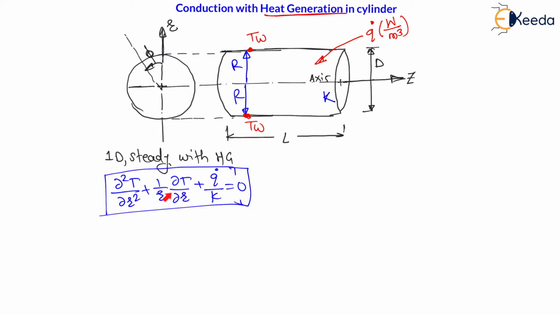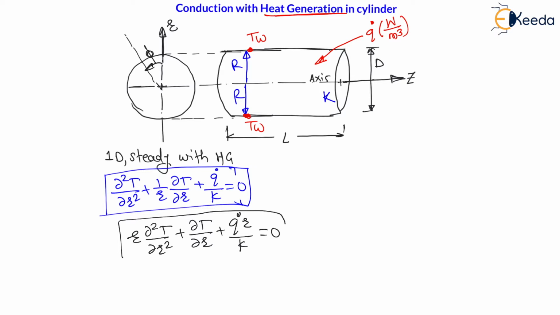Now, my dear students, multiply this equation with r. If I multiply this equation with r, then I will get r ∂²T/∂r² + ∂T/∂r + q̇r/k = 0.